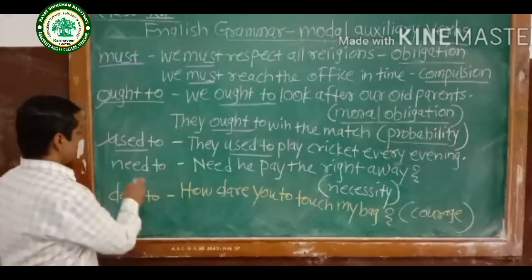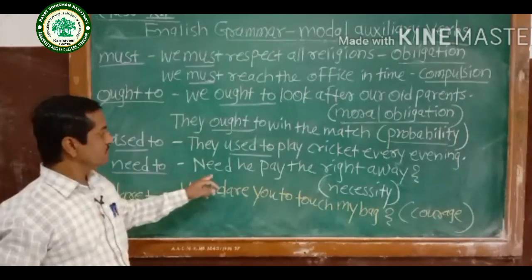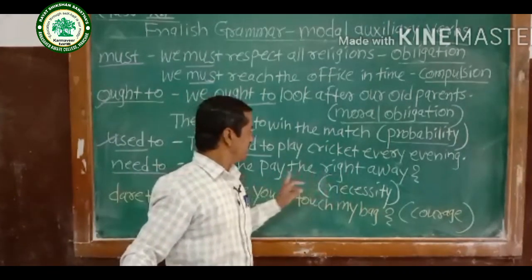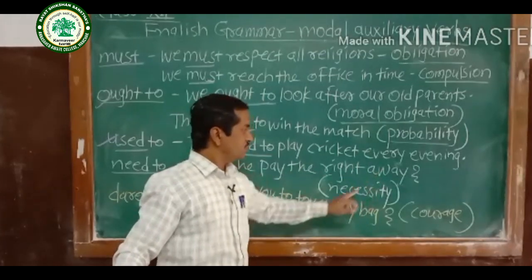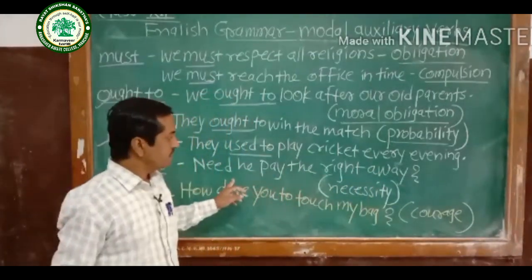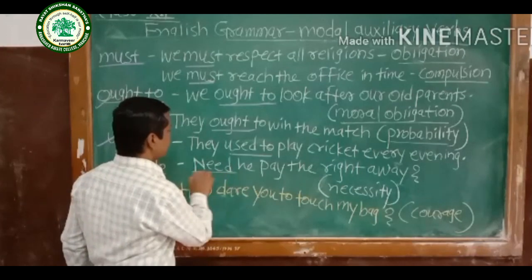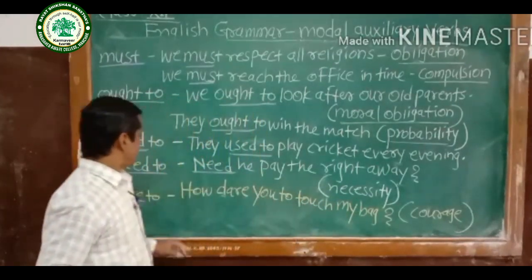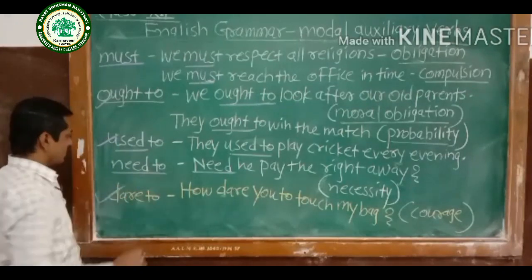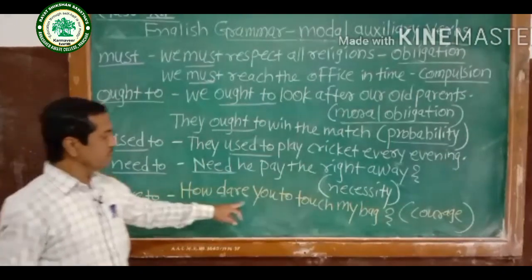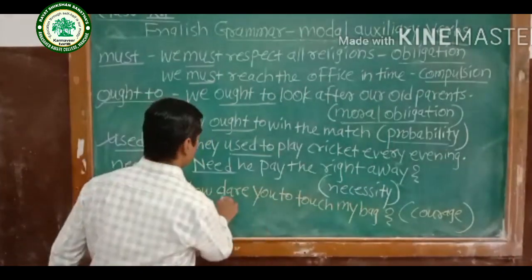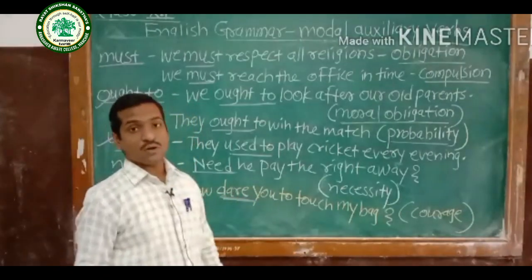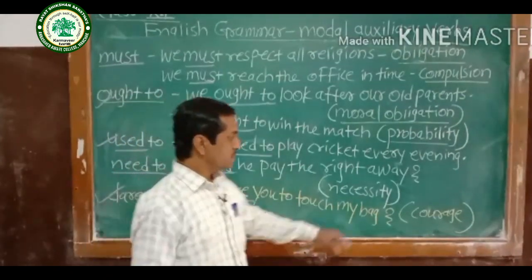The next auxiliary verb is need. Need he pay the money right away? It is a question, and in this sentence, need expresses a kind of necessity. Then the last modal auxiliary here is dare. How dare you touch my bag? Dare, this modal auxiliary, expresses courage.